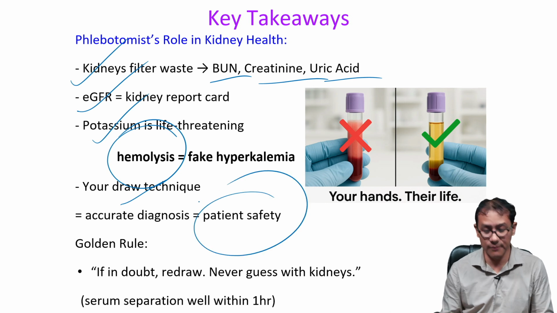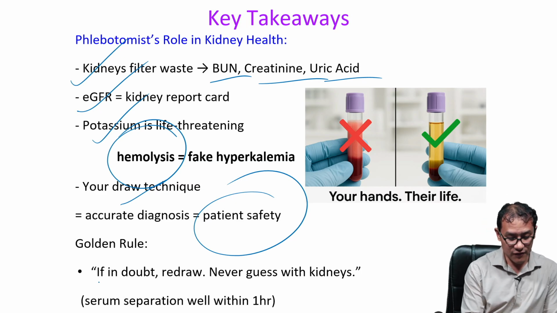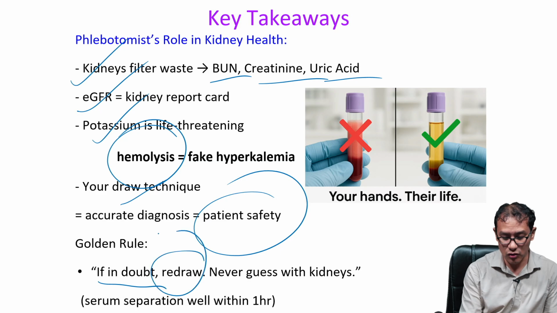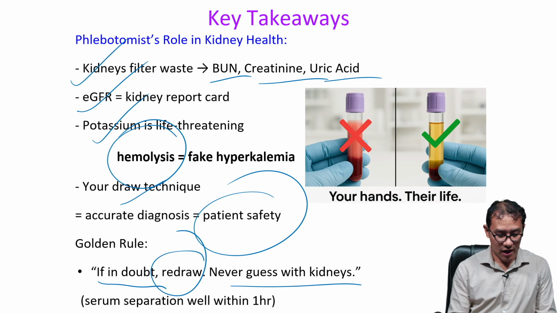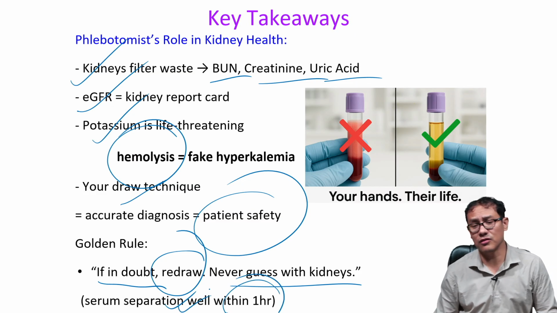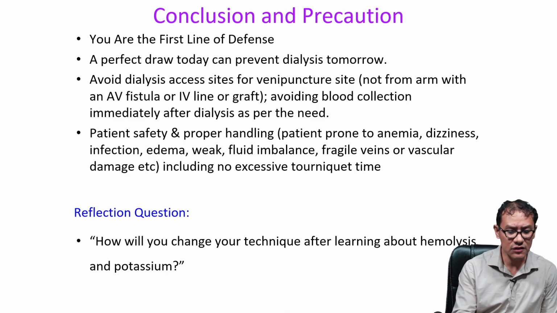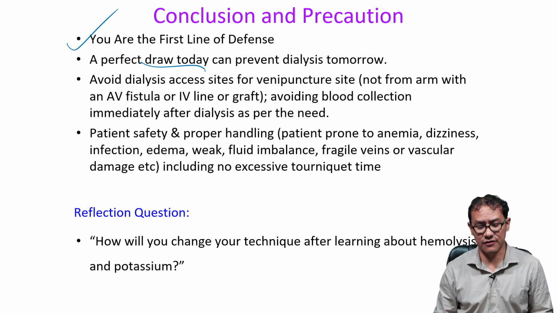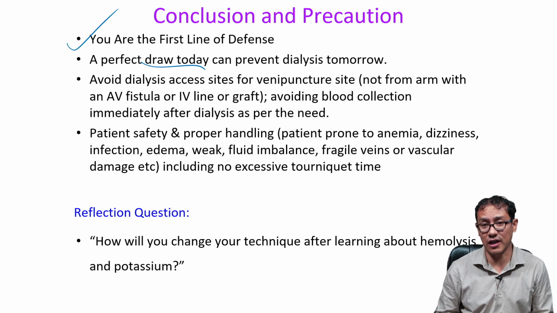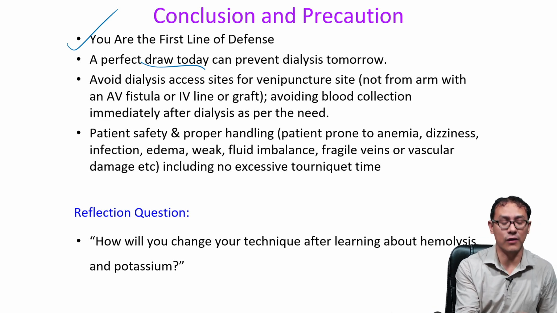Patient safety is very important, because the patients are weak, anemic and edematous. So you have to be very careful. If in doubt, it is always better to redraw; never guess. No guesswork. The serum separation has to be done within about 1 hour after proper clotting is allowed. So you are the first line of defense. That means a perfect blood draw is very important. It can prevent the dialysis tomorrow. That means proper treatment is given to the kidney patient.